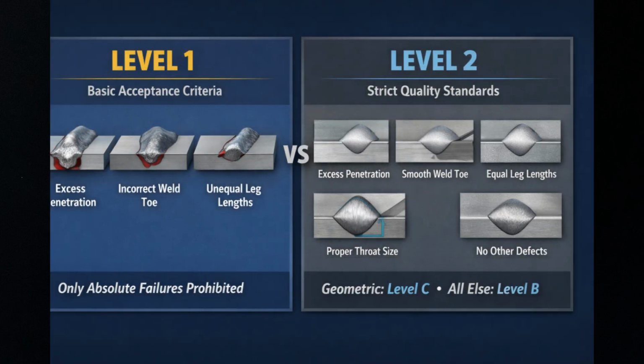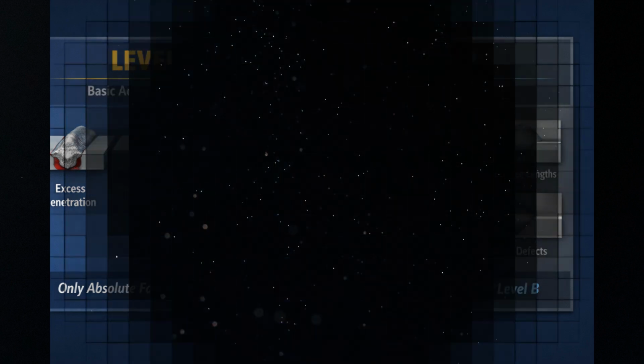So in summary, Level 2 applies a systematic quality level framework where most geometric imperfections must meet level C, and other imperfections must meet level B. Level 1 leaves most of these to the application standard, with only the 3 absolute failures being explicitly prohibited.